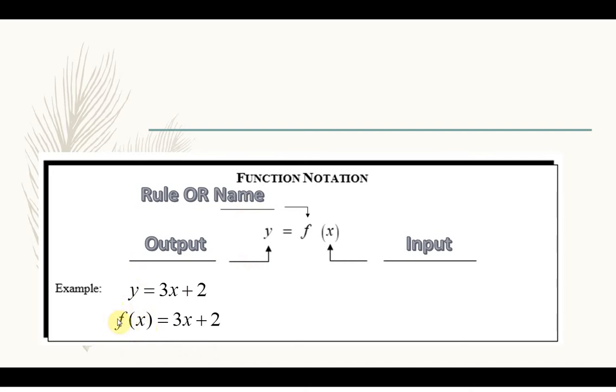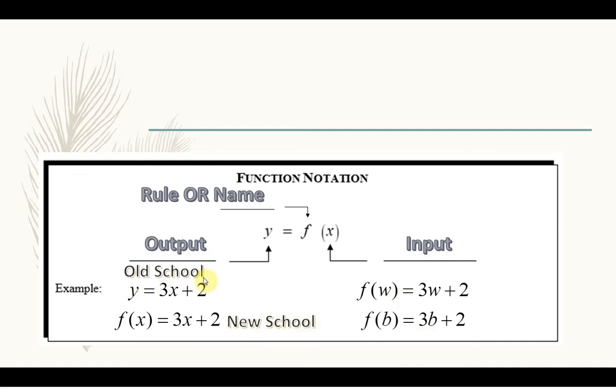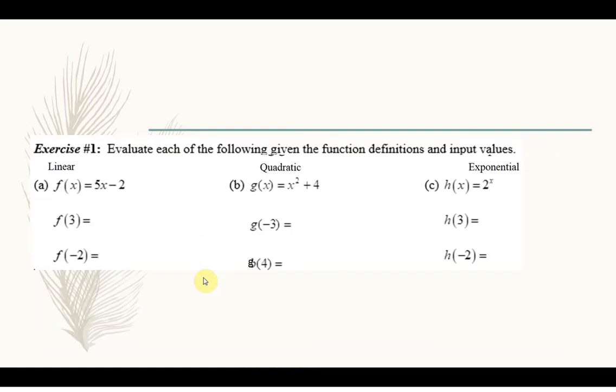This is the notation, and you've been seeing this on the weekly reviews. It's not like you haven't seen this ever in your life. They can use different variables. They can use whatever works. This is the old school and then the new school. Okay, so let's evaluate these functions.